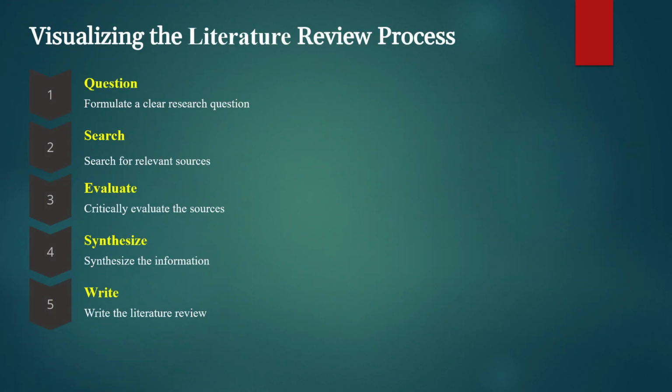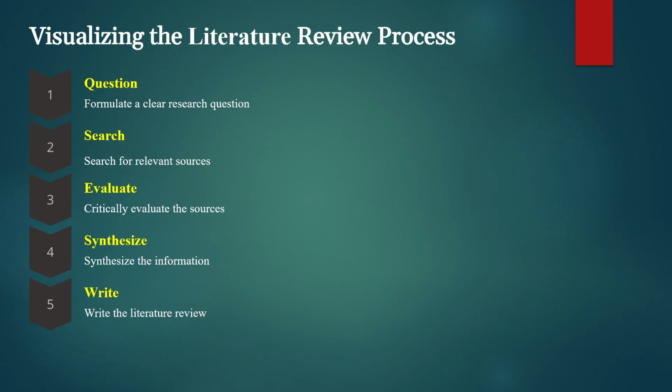Going to talk about visualizing the literature review process. To talk about the literature review process, at first we have to formulate a clear research question. So the first one is formulating a clear research question. The second one is search, that means search for relevant sources. So we have to search the relevant sources for our study. And the third one is evaluate. Now we have to critically evaluate the sources that we searched for our research.